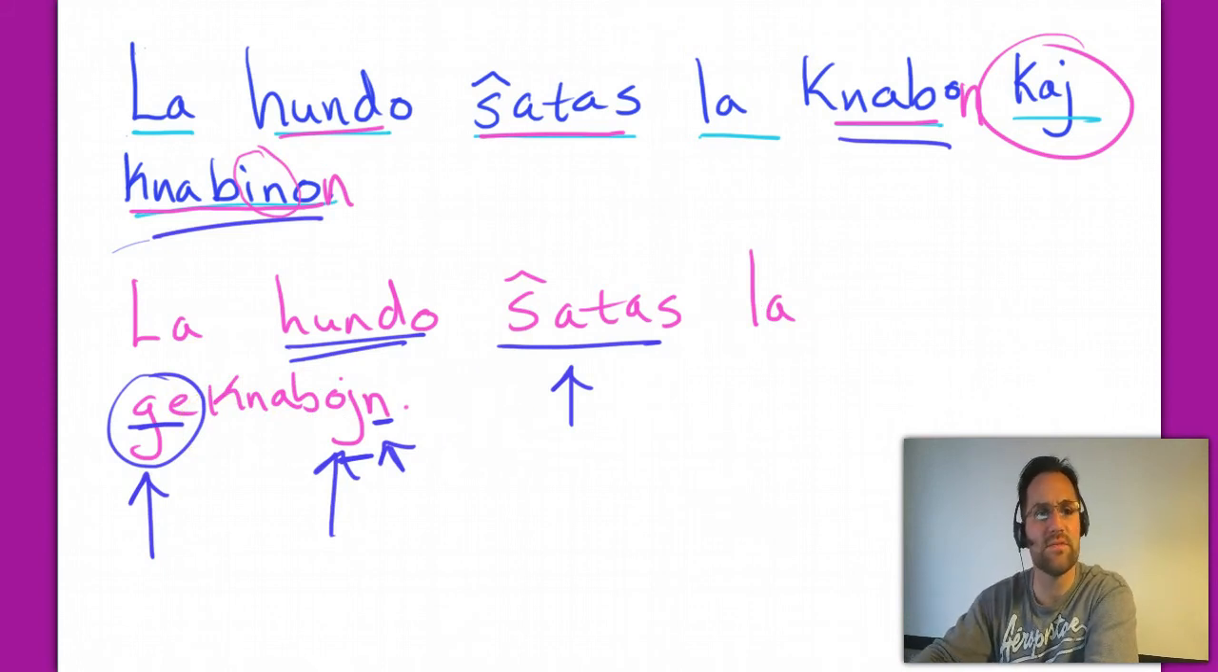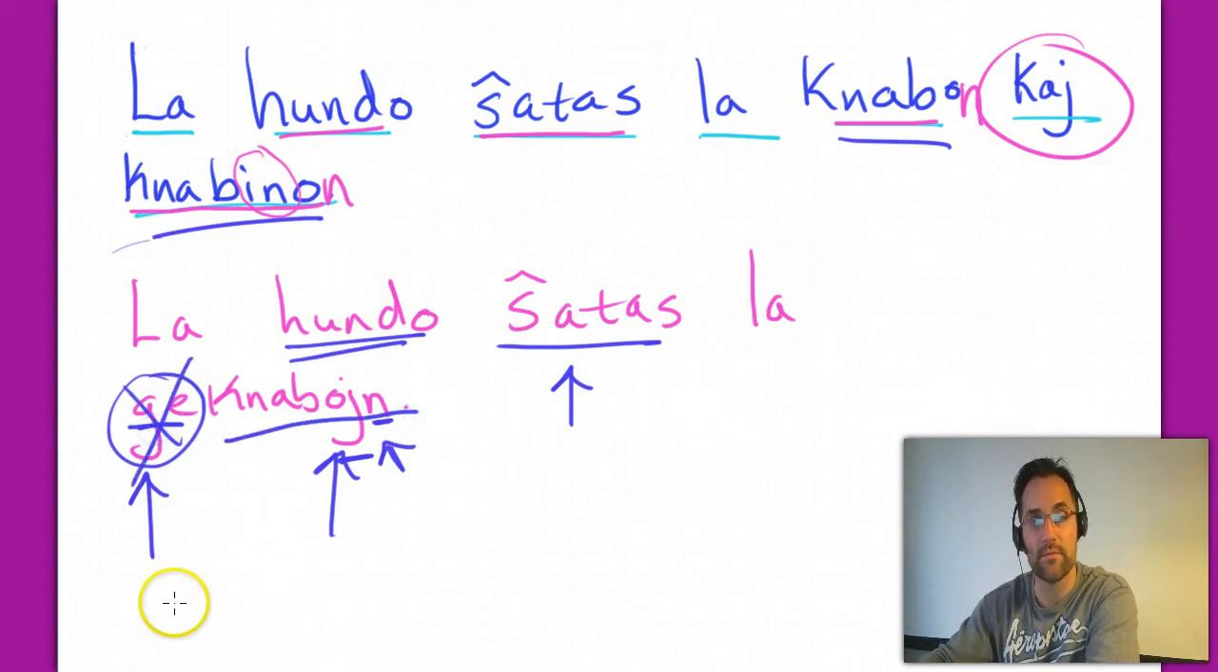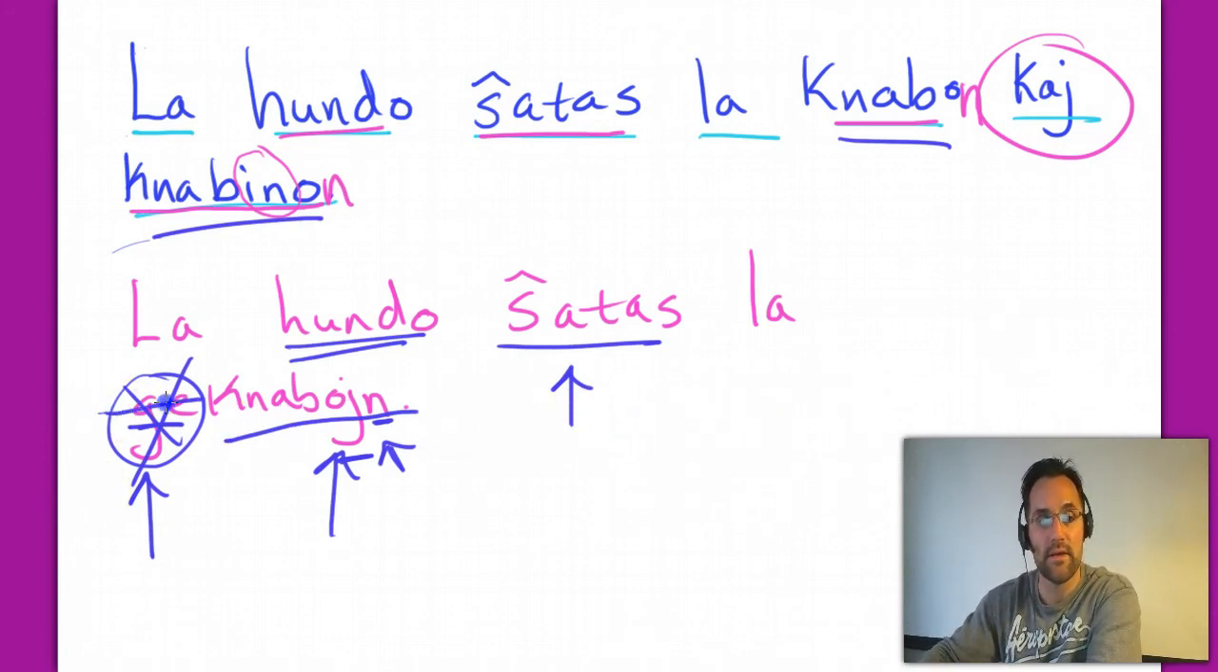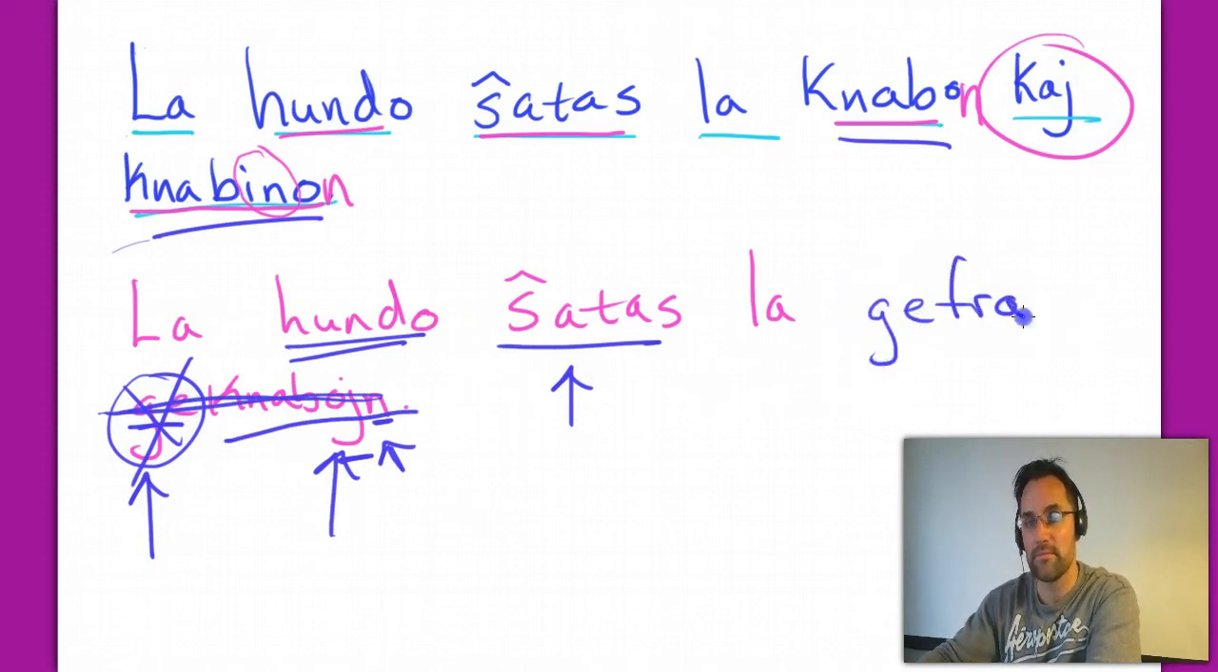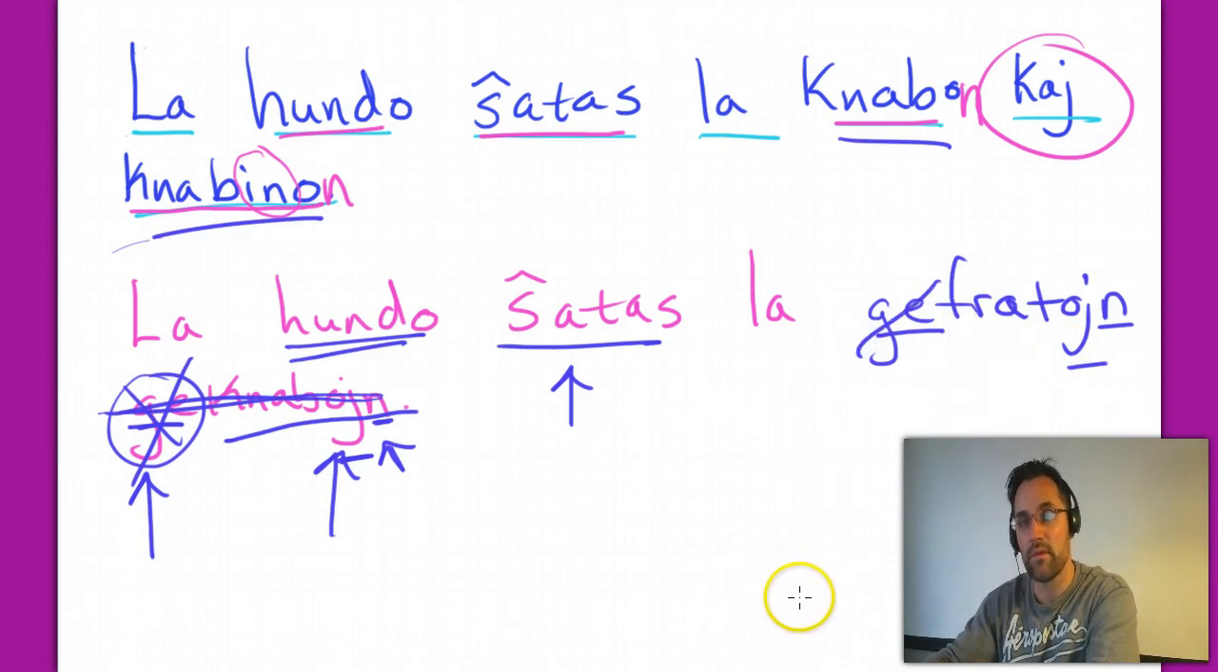Now, let's look at this from a different perspective. Let's say, what if it was both boys? Well, then it'd be la hundo shatas la knaboin. And we wouldn't use this part. What if it was a brother and sister? See, now here's an example where we could say la hundo shatas la gefratoin. So we have our accusative, we have our plural, we have including both genders because it's the brother and the sister. If it was just the brothers, it would be fratoin without the ge. Okay? If it was just sisters, it would be fratinoin. Right?